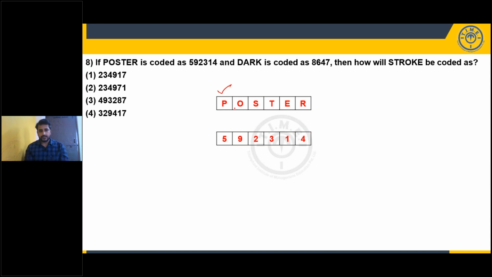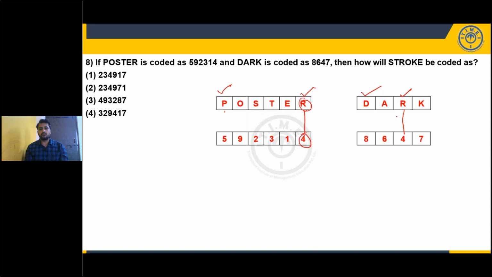Now, look at here. One word is poster and the other word is dark. We have given 2 clues. Let's check, is there any common letter? Yes, R is the common letter. What is the code for R here? 4. Here also the code for R is 4. Only one letter is common. Basing on that, we can say that letters and codes are given in corresponding positions. Means the code for P is 5, O is 9, S is 2, T is 3, E is 1, D is 8, A is 6, K is 7.